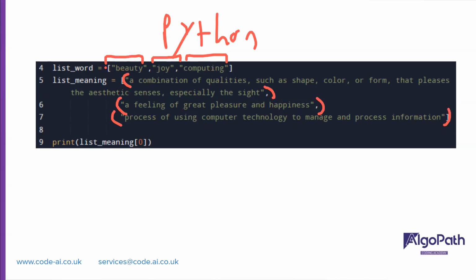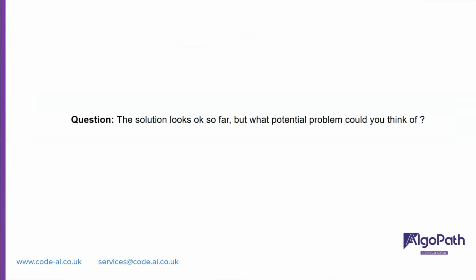So you can see that these are matching. The first in the list, beauty, is matching with the first definition, the second one is matching with the second one, and so on. And here in the end, we'll look at this a little bit later, but this is just printing the meaning of the first one, which is a combination of qualities. We'll look at what that means a little bit later.